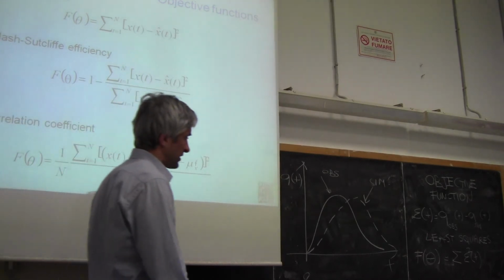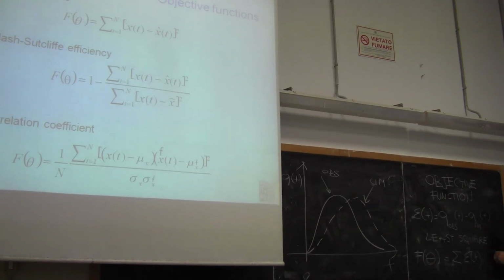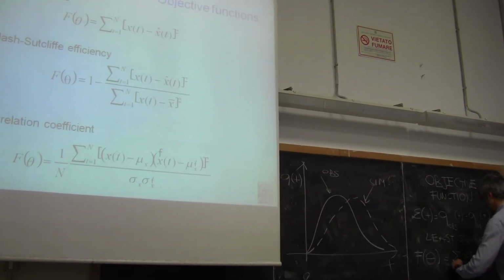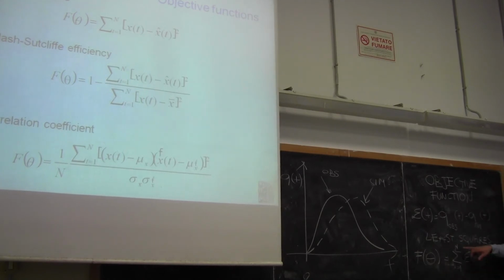How many terms does this summation count? Let's say that it is extended over i varying from 1 to capital N. Capital N is the number of observed discharges that I have available. And so let's put an i here.